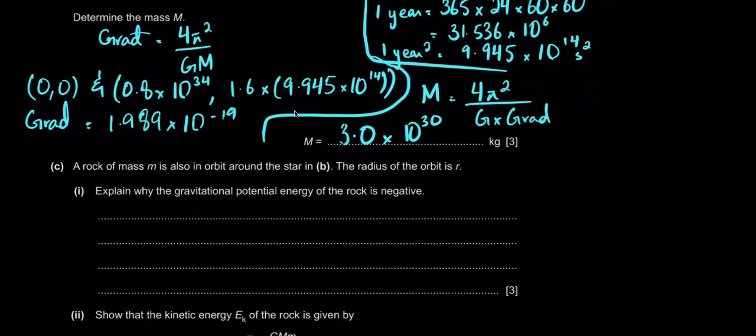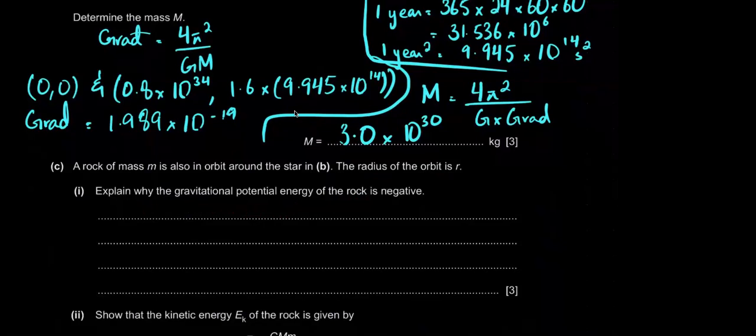A rock of mass M is also in orbit around the star NB. The radius of the orbit is R. Explain why the gravitational potential energy of the rock is negative. So this question, again, we've also done in the topical past paper sessions. There are two ways you can explain this, but either of those ways start off with the identification of the fact that we define the potential at infinity to be zero, right?